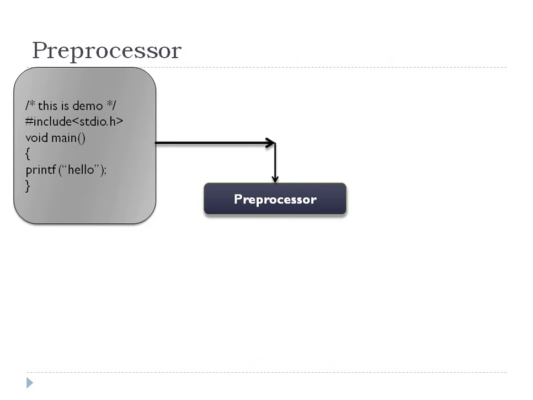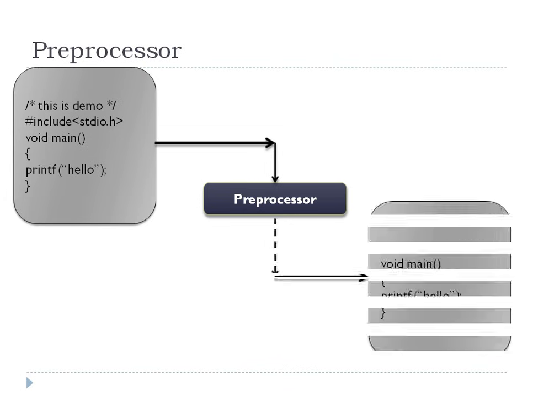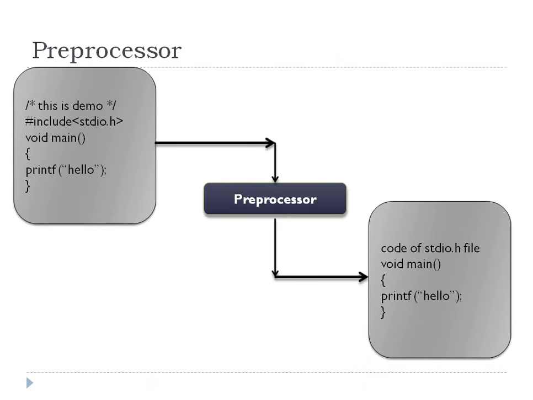So first step, preprocessor. What is the purpose of the preprocessor? Say for example, this is our program. First line is a comment, and then we have included a header file, and this is a simple main function. We are printing a simple message hello. So what will the preprocessor do? First task, the preprocessor will remove comments from the code. If you can see, the comment will be removed by the preprocessor. So in the generated file there is no comment.